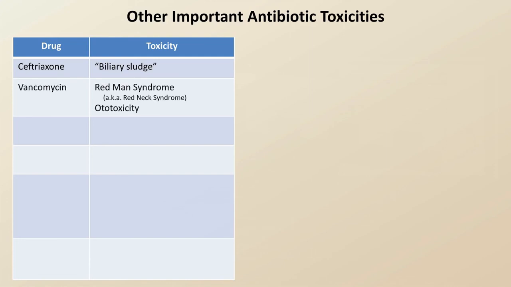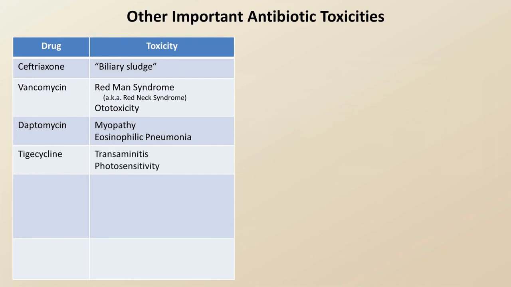Vancomycin causes a self-limited cutaneous flushing of the neck and upper torso, known as red man syndrome or occasionally as red neck syndrome. It also causes ototoxicity and, although not listed, on rare occasions, nephrotoxicity. Daptomycin can cause a myopathy requiring weekly checks of creatine kinase. It has also been very rarely associated with an eosinophilic pneumonia. Tigecycline can lead to transaminitis and photosensitivity.